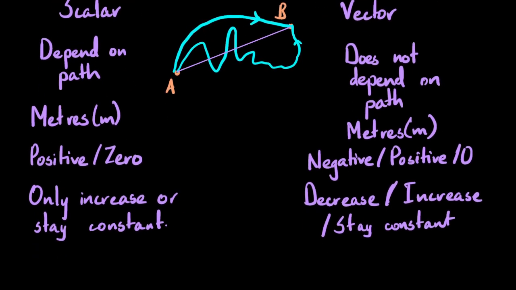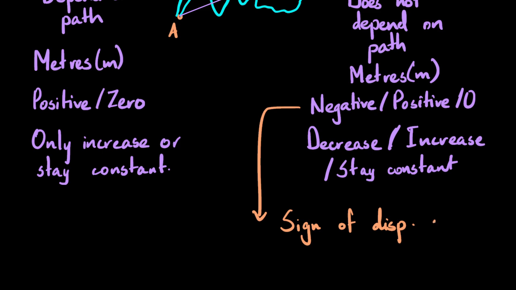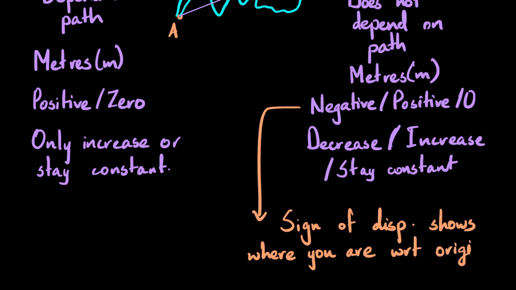So we talked about the displacement being positive or negative. One very important idea which follows from this is that the sign of displacement, whatever sign it has, could be positive, could be negative, shows where you are with respect to the origin. So if, for example, in our example above, example number 1, you were to the right of the origin, the displacement was positive. When we were to the left, the displacement was negative.